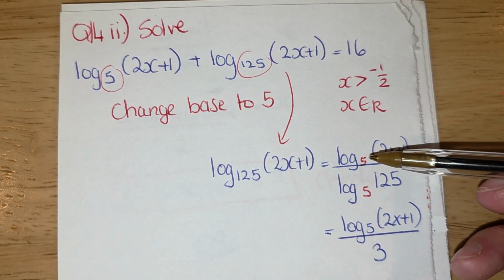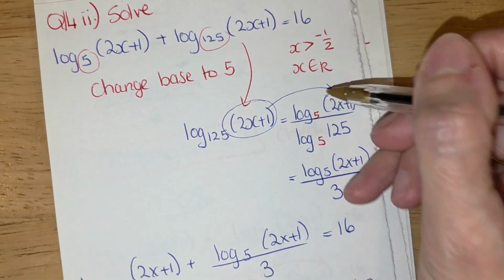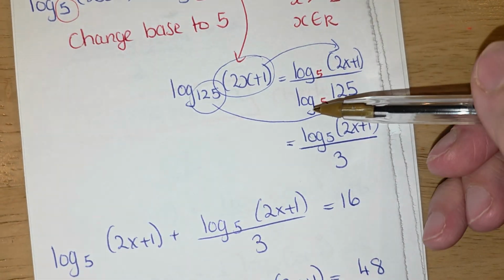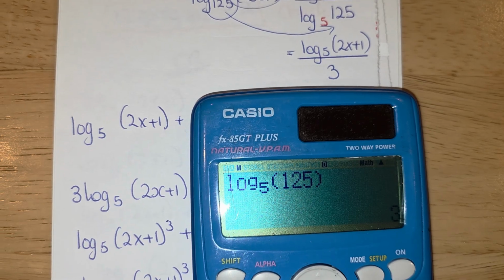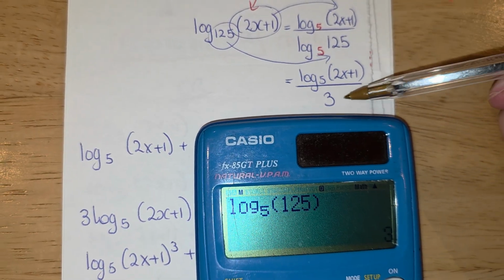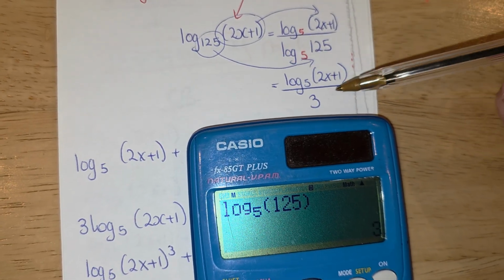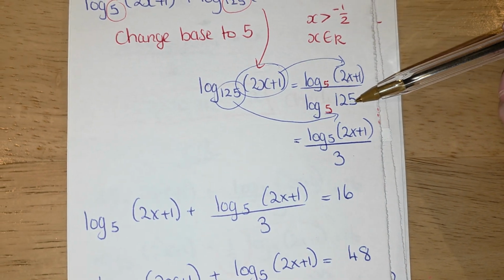So it'll be a log with a base of 5 on top, a log with a base of 5 underneath. Then x plus 2 goes up on top and 125 goes underneath. The log of 125 base 5 is 3 on the calculator. So that's why I've written it as 3 instead. You wouldn't be wrong to leave it in log notation, but the fact that it can be written as a 3, it's much nicer to work with a 3 than to have to work with log notation.